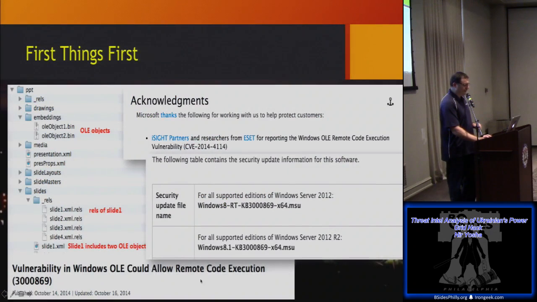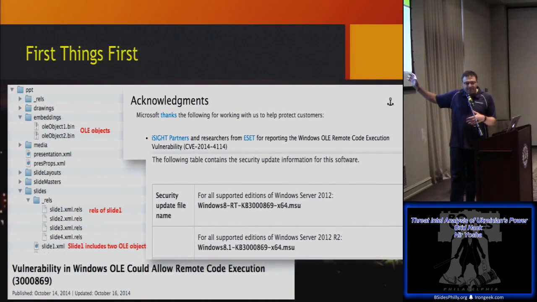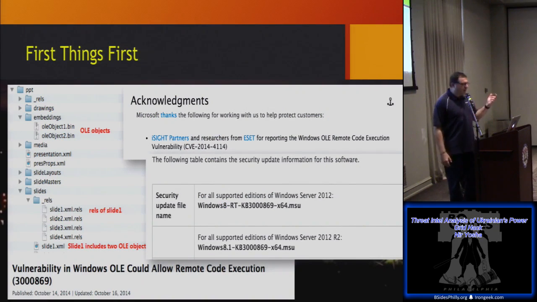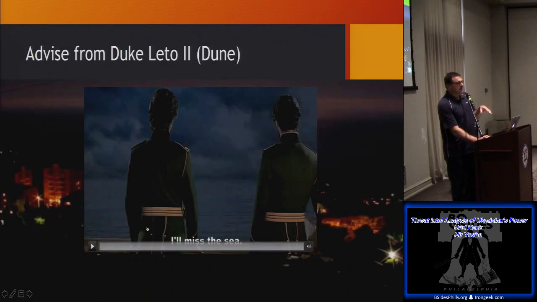So let's talk a little bit about how we can solve that. As I mentioned, the specific vulnerability used within that attack can be patched. So this is a Microsoft security update that could have blocked that specific hole used during the attack. And you can see here that they also thank iSight for the investigation. Today you cannot just go and execute remote OLE files.